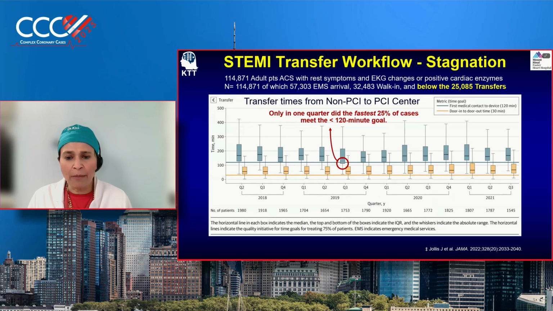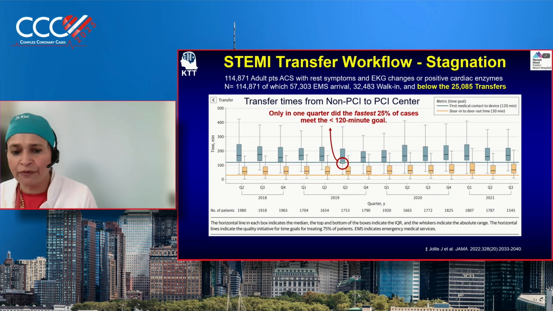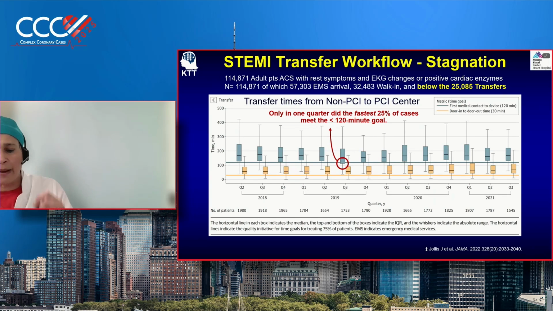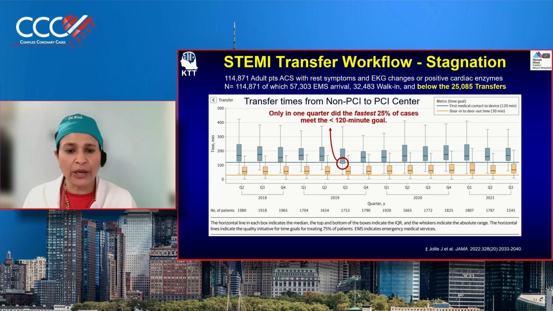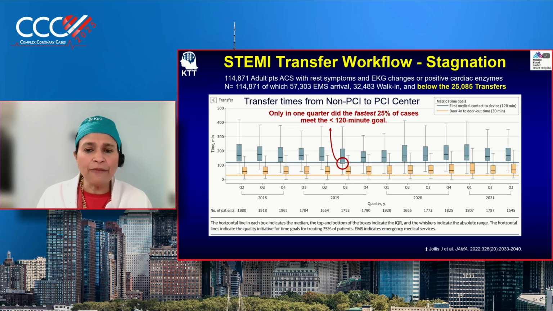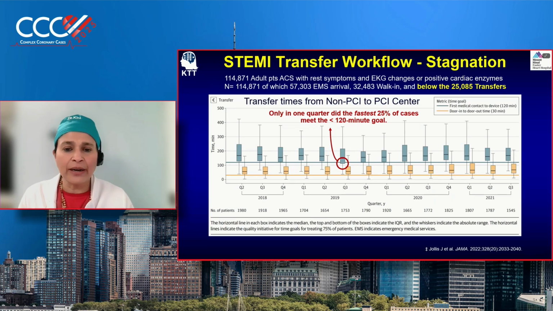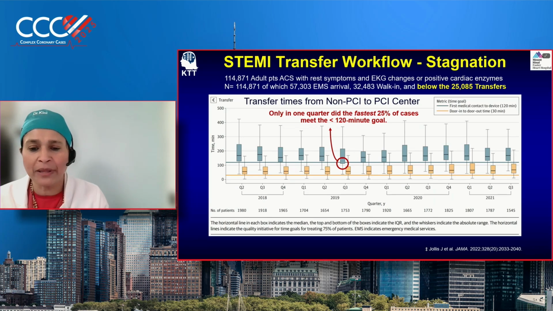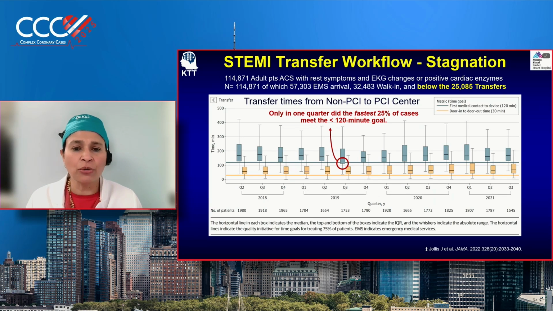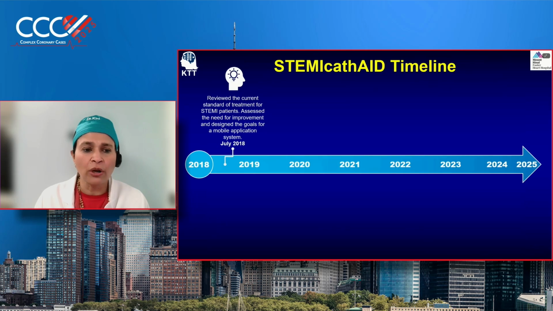This is a JAMA Cardiology 2022 publication from the American Heart Association in America. Right now, if you see here, only 25% of the transfer cases are meeting the less than 120 minutes goal. So something has to be done. What can we do? Because this is the only place where we know we can save time.